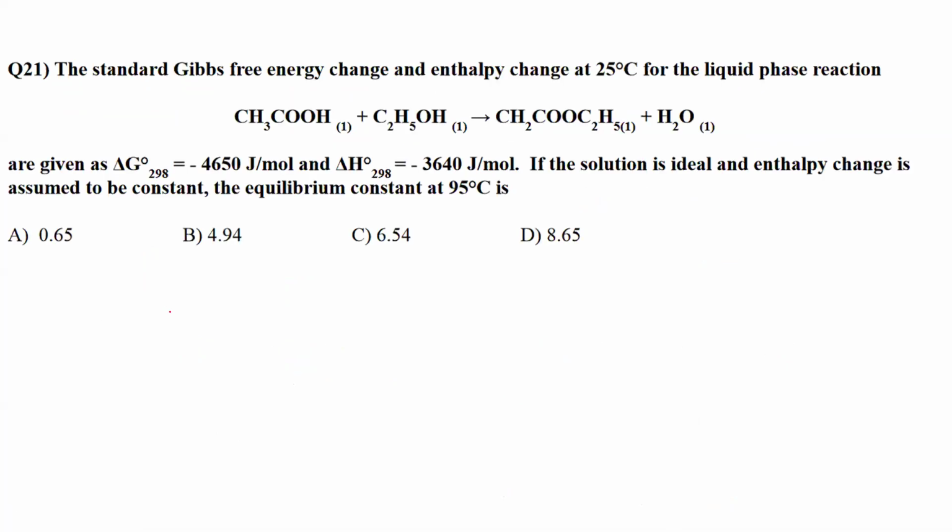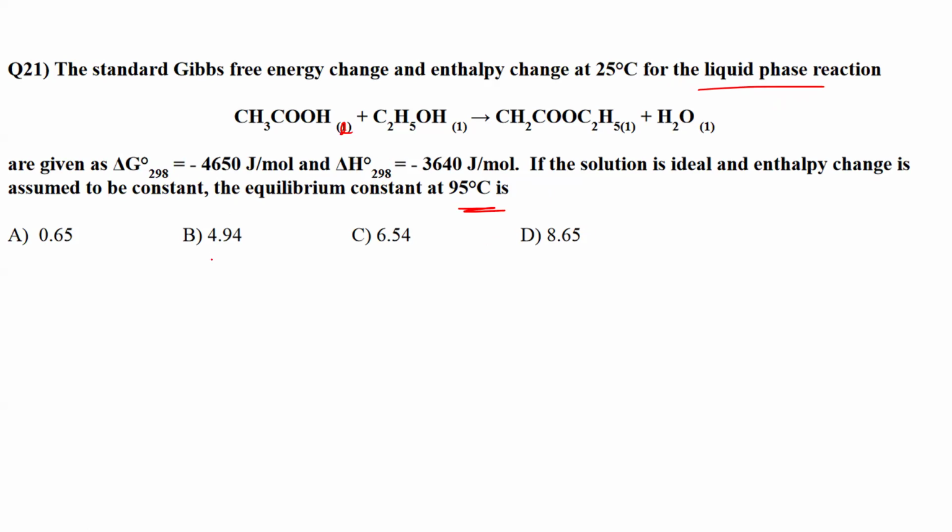And the last question we are discussing: the standard Gibbs free energy change and enthalpy change at 25 degrees Celsius for the liquid phase reaction. Here, this is L, okay? It's a confusing one, but this is L. Delta G naught and delta H naught are given. The solution is ideal and the enthalpy change is assumed to be constant. The equilibrium constant at 95 degrees Celsius is asked.